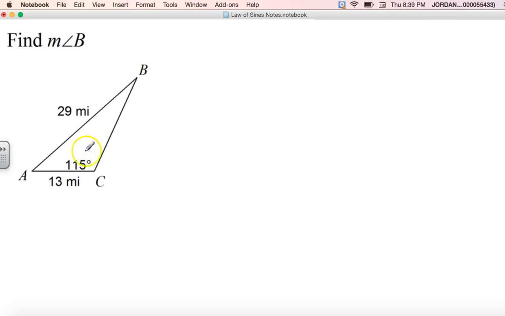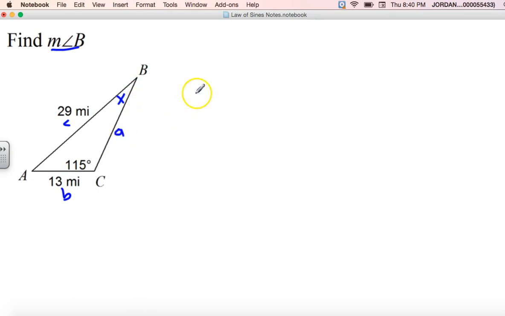On this triangle, we're given angle C right here is 115 degrees, and the side opposite angle C, so little c right here, is 29 miles. Then we're given this side length AC is 13, which is opposite angle B, so that would be your little b. And that's angle B right here. Of course angle A is here, so little a would be right here, but that's not necessary to solve the problem. What they want us to do is find angle B. So we're looking for this angle right here. We can call it x or B or whatever you want to use.